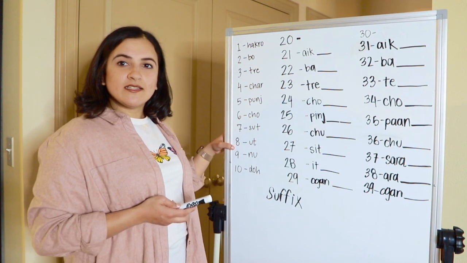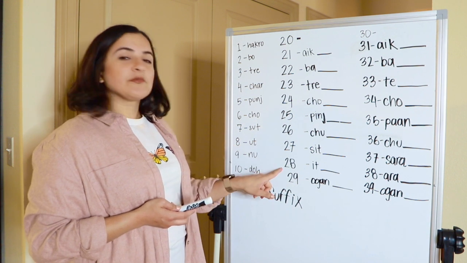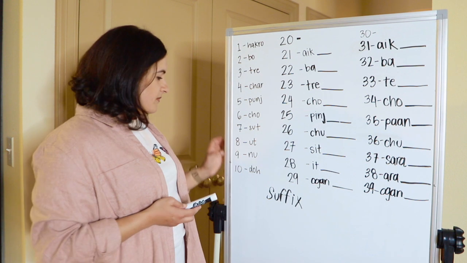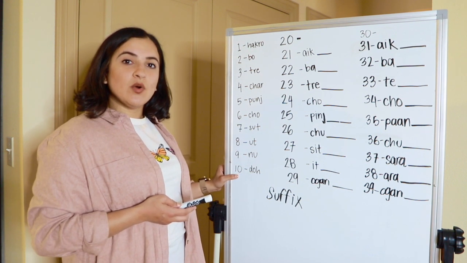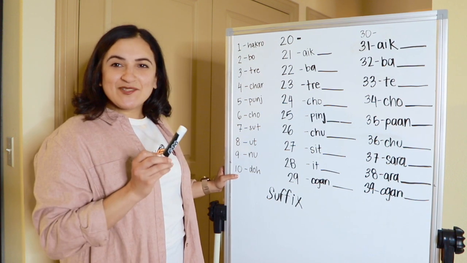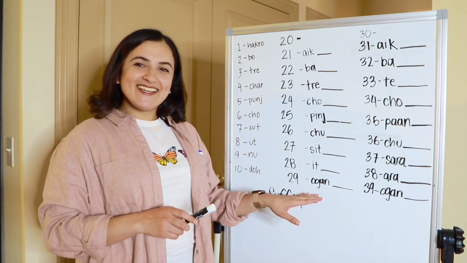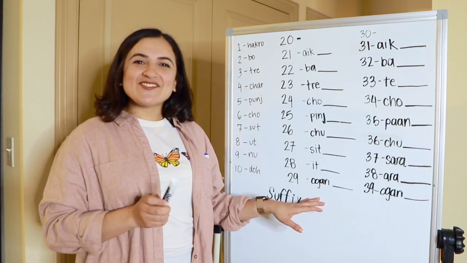8 is at. The root word is it. 9 is nu. And this is the weirdest one. The root word for 9 is ogan. So that's a funny one.